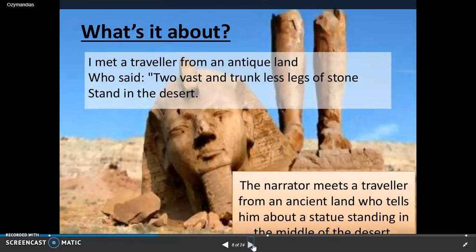So what is this about? I met a traveller from an antique land who said, "Two vast and trunkless legs of stone stand in the desert." The narrator meets a traveller from an ancient land who tells him about a statue standing in the middle of the desert.